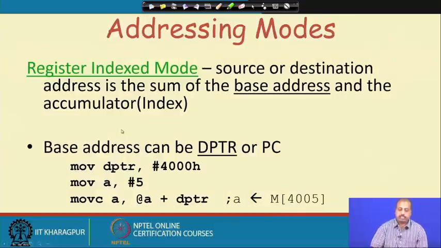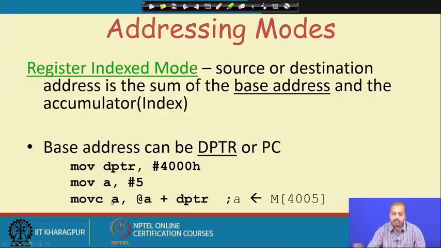Then we have this register indirect mode, where the source and destination address is the sum of the base address and the accumulator. The accumulator can be used as an index, like this one. DPTR gets 4000 hex, then we move A comma 5, and then we say MOVC A comma @A plus DPTR. A's current content is 5, so the DPTR value will be added to that. That way we get the value 4005, and from this external program memory we are getting the value into the A register.